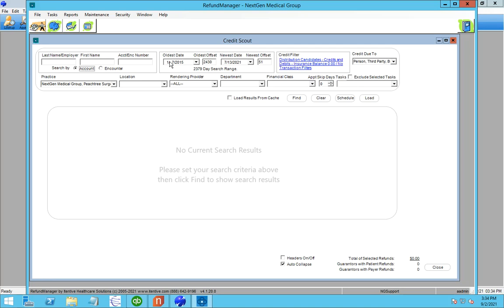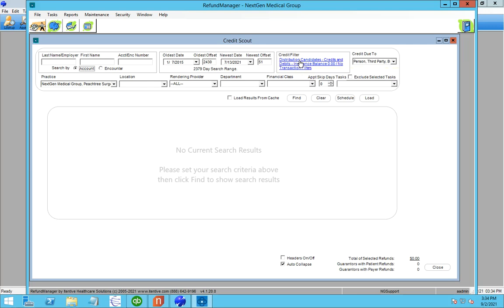Once they get done with their cleanup and they're using RefundManager as part of their standard operations, normally clients search a window that's about 60 days back through about 120 or 150 days back. Occasionally they'll go further back to clean up any odd ones, but normally they're keeping about that 90-day window that starts 60 days back. The credit filter helps determine what kind of line item credits you're going to get.